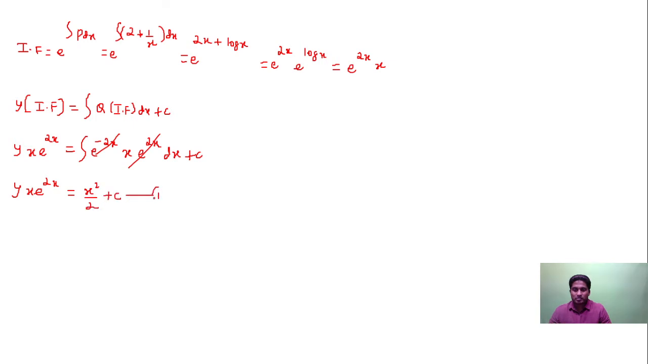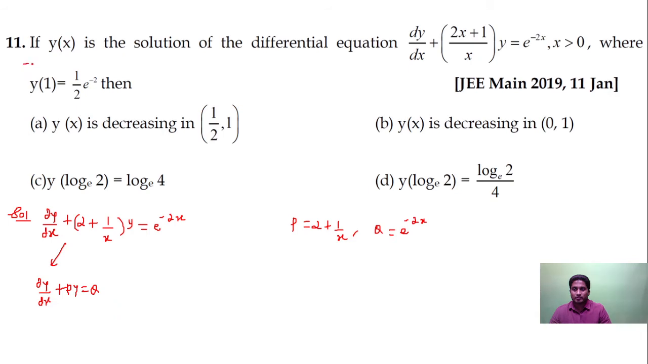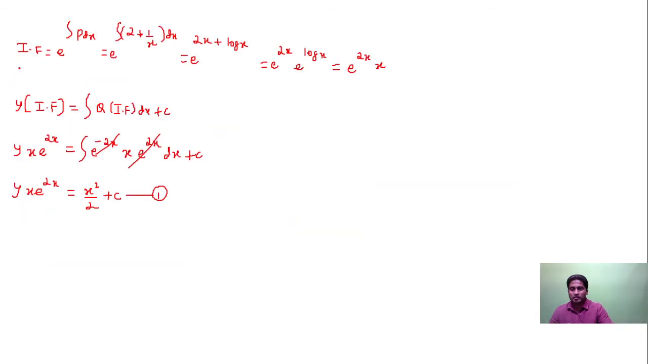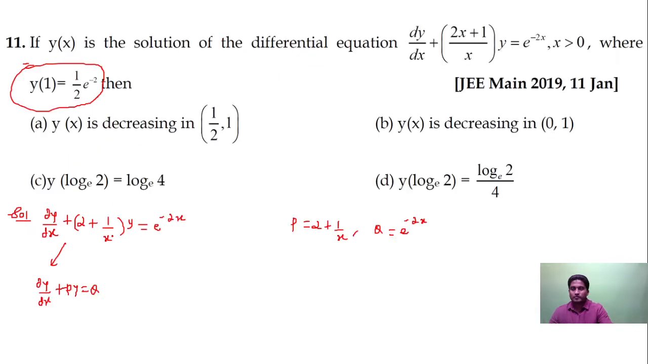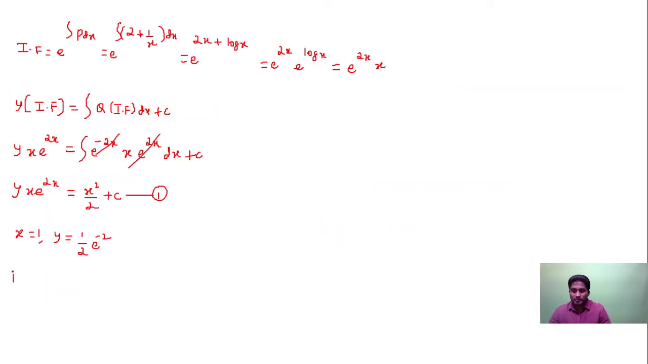Let's call this equation 1. Let us use the boundary values. y of 1 is equal to 1 by 2 e to the power of minus 2. That is, when x is equal to 1, y is equal to 1 by 2 e to the power of minus 2. So equation 1 becomes 1 by 2 e to the power of minus 2 into e to the power of 2 is equal to 1 by 2 plus c. Anyway, this will cancel, the half as well. You will get c is equal to 0.